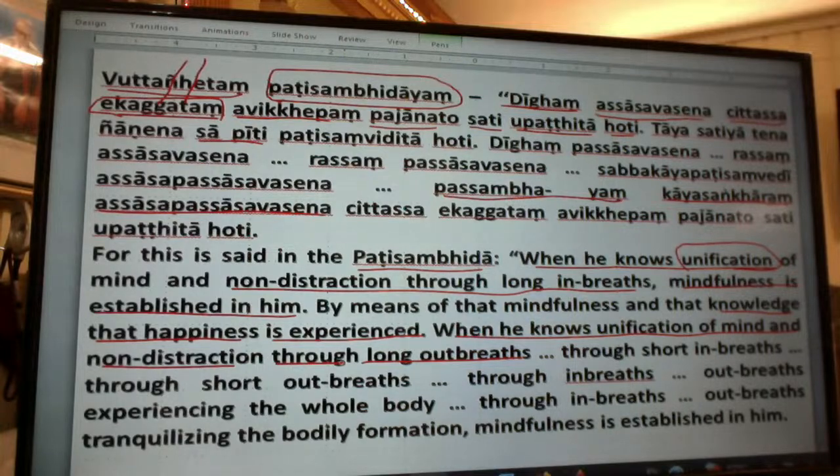That means no distraction at the time, the mind is more powerful. The mindfulness is very strong, established. The understanding wisdom is more. Okay? So similarly through short in-breath, similarly through short out-breath, very similar. Through in-breath, out-breath, experiencing the whole body. Sabakaya Patisamvedi.